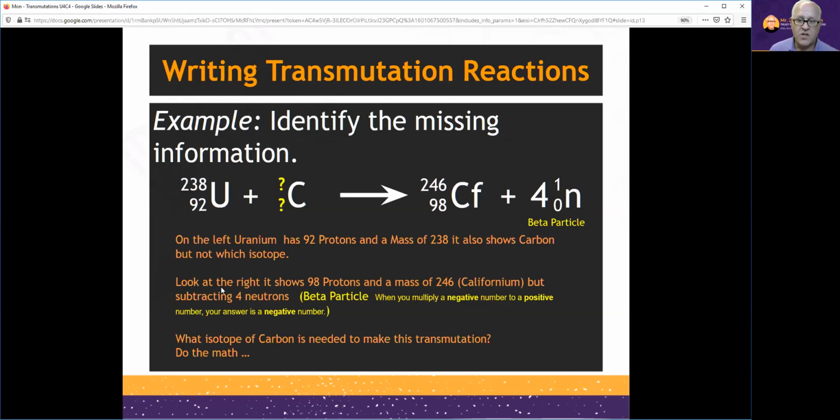So if we look at the right, it shows 98 protons and a mass of 246. But we're going to subtract 4 neutrons. Remember, on that beta particle, when you multiply a negative number to a positive number, your answer is always going to be negative. So let's see what happens here.